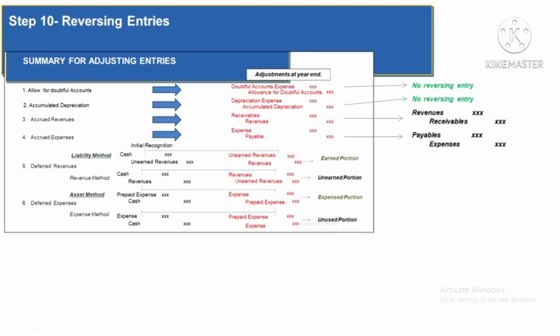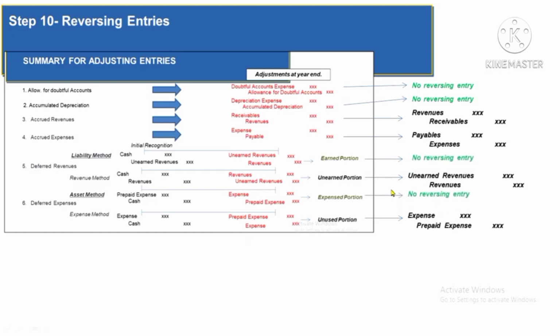Sir, how about the deferrals? To cut the story short, the adjustments for deferrals under the revenue method and the expense method are the only ones that will be reversed, and it will look like this. So, adjustments under the asset method and the liability method shall not be reversed.